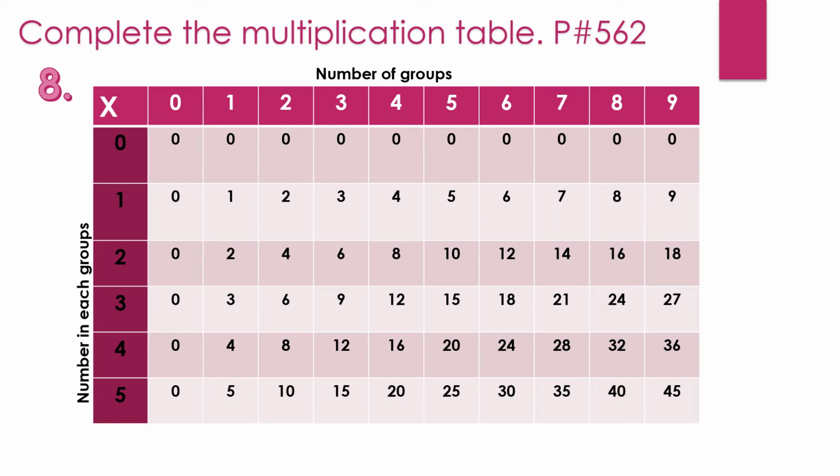I will start from number 0. 0 groups multiply 0 in each group equal, I will fill inside the box, equal 0. Now, 1 group multiply 0 in each group. The answer or the product is 0. 2 groups multiply 0 in each group equal 0. Remember that any number I multiply by 0 equals 0.